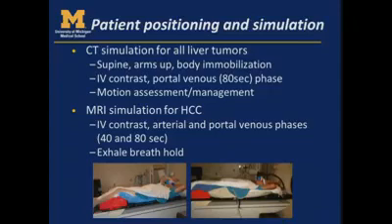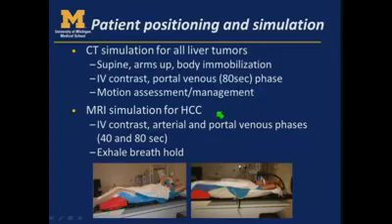So how do we actually set patients up from the beginning for liver SBRT? Well, this kind of depends on whether it's a metastasis or a primary hepatocellular carcinoma. For both of them, you need a CT simulation. Generally, we do it supine, arms up, body immobilization, IV contrast. It's very important to get the timing of contrast right for the abdomen, whether it's liver contrast or pancreas contrast. The timing is very, very important. So for metastases, a delayed 80-second scan is very useful. And then motion assessment and management is very important as well.